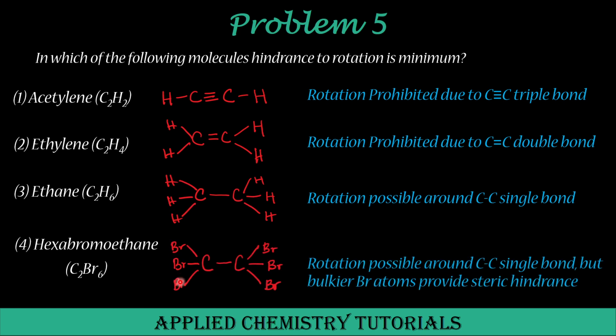For hexabromoethane, all these hydrogen atoms are now replaced with bromine atoms. Now the bromine atom is again a bulky atom, so it causes steric hindrance, as I just explained in the previous slide. Okay, so it will hinder the rotation around the C single bond C because of the steric hindrance. So there will be some kind of hindrance to rotation. So among these 4 compounds, the hindrance to rotation is minimum for ethane.